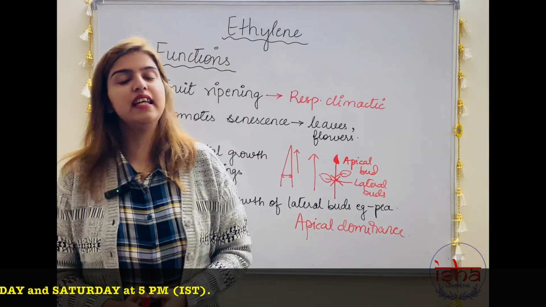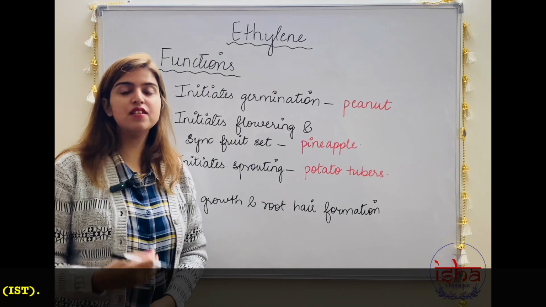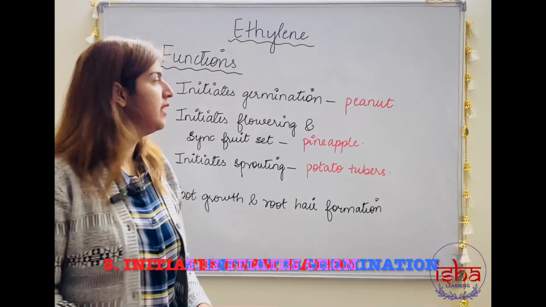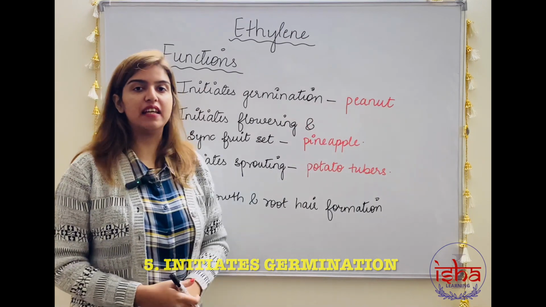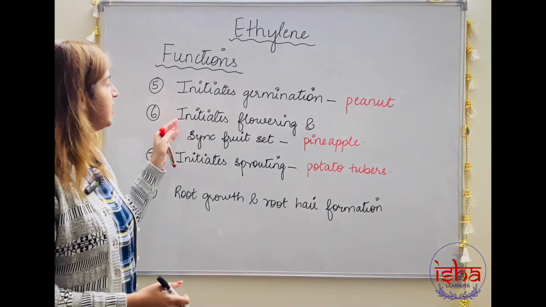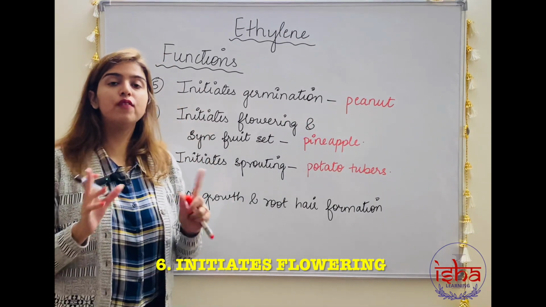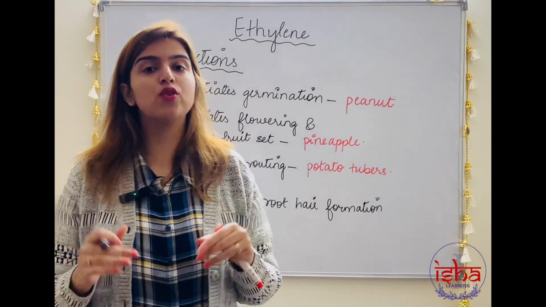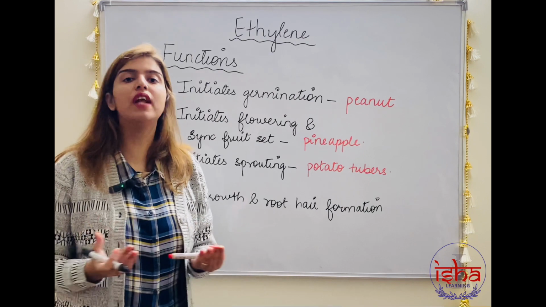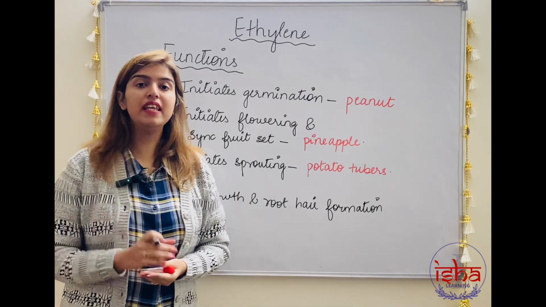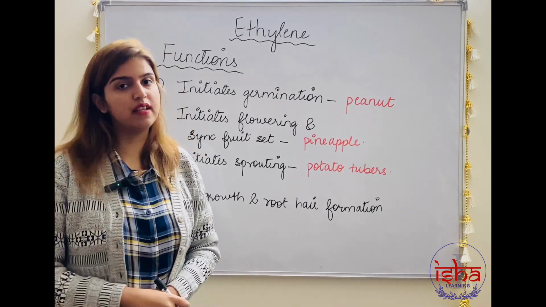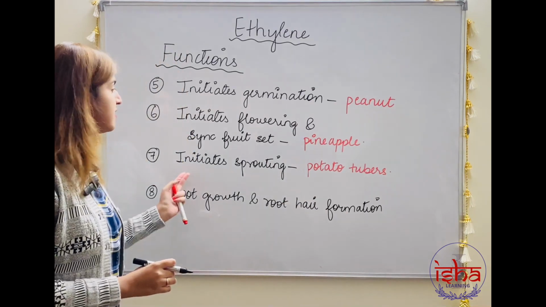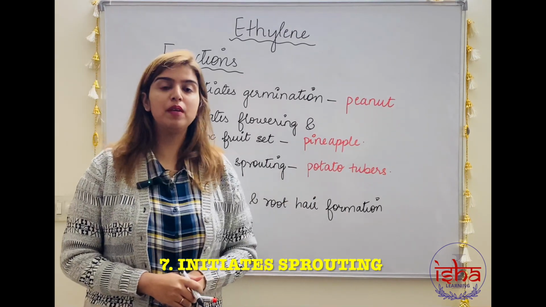Now let's look at the next function. Ethylene is also known to initiate the process of germination. It is seen in the case of peanuts. Besides that, it initiates flowering. Now, if all the flowering happens at one time, all the fruits would also be produced in a synchronized manner. This is very important in commercial plants. Example, pineapple. It also initiates sprouting. What do we mean by sprouting?